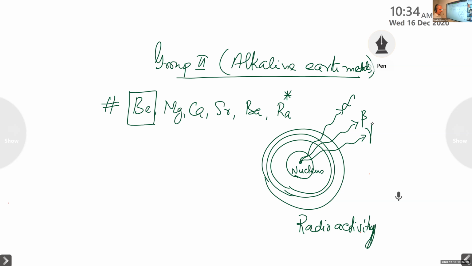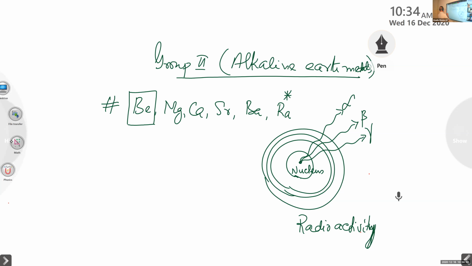Okay, here, remember, beryllium is not considered as an alkaline earth metal. The others are considered as the alkaline earth metals. Now let us see the general electronic configuration of all these elements.